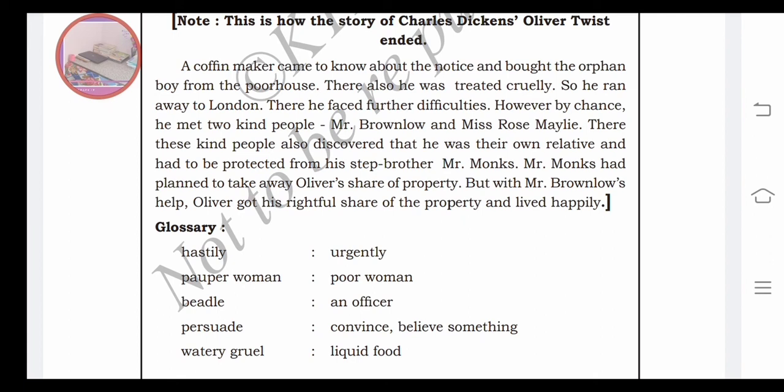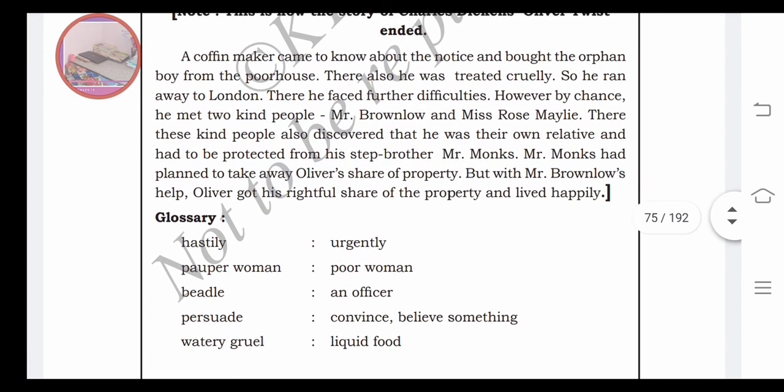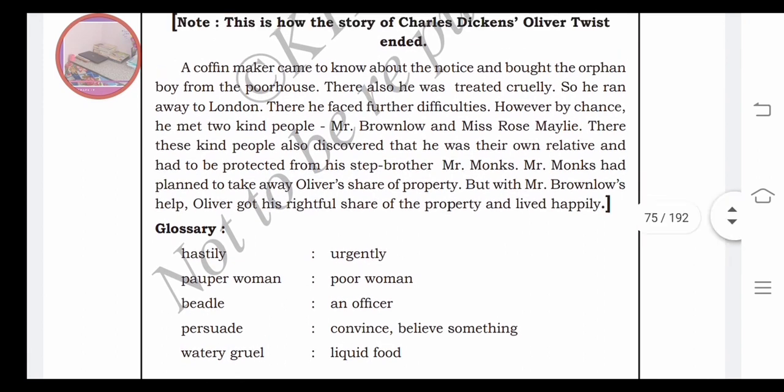Yeah, so we can imagine this situation. Then there are two persons who used to help him a lot. Kind men, we can say, not by the money, like if someone gives you money and says you can go and have your lunch, not like that. They are such kind persons to him. Towards him they are so kind. Their names were Mr. Brownlow and Miss Rose Maylie. Okay, so they used to help him.